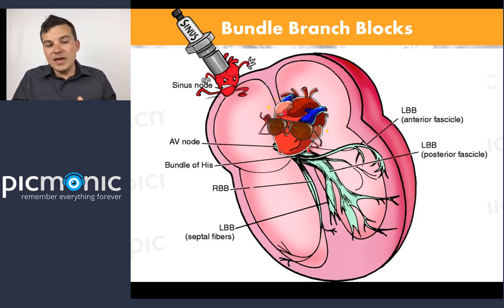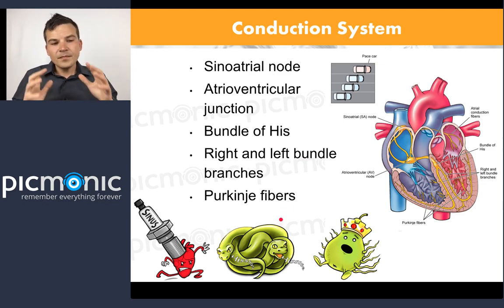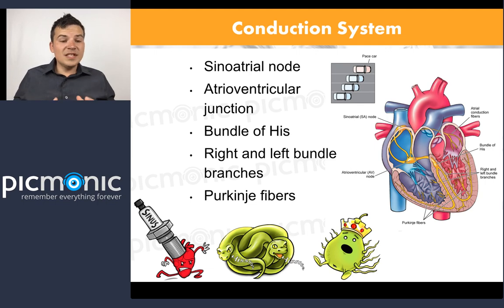We've got our little aviator wearing heart. And then, of course, it goes to the bundle of His, and we've got our hissing snakes, and then down to the Purkinje fibers and out to the rest of the heart. Now, when you think about this conduction system, what you really need to know is that each one works at different speeds. And this is an important concept to think about.